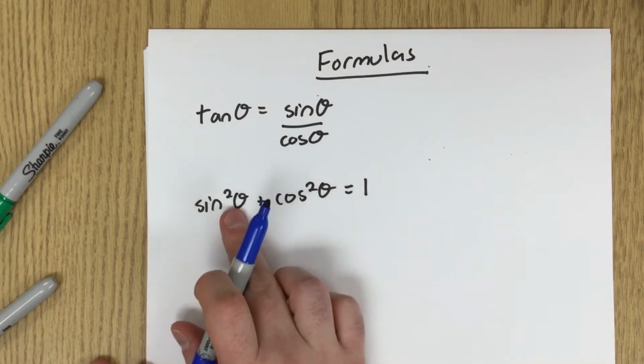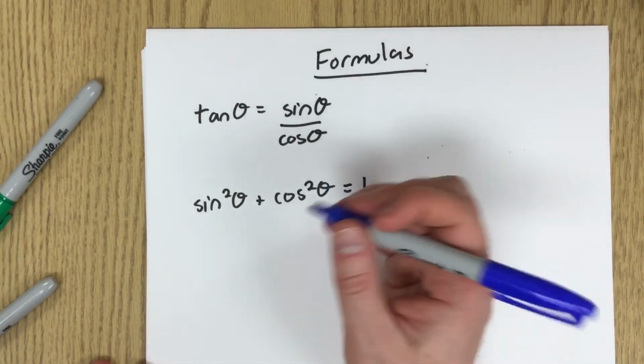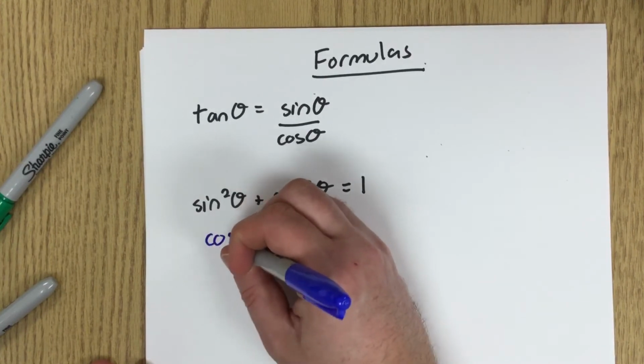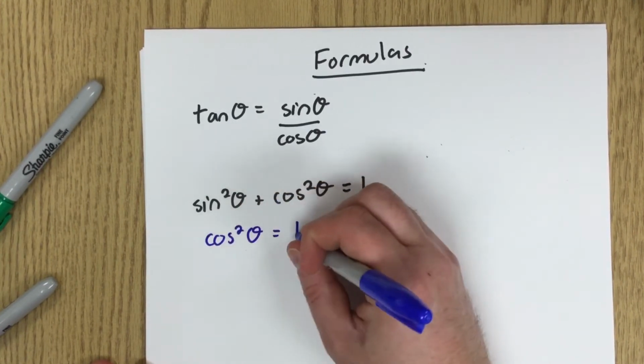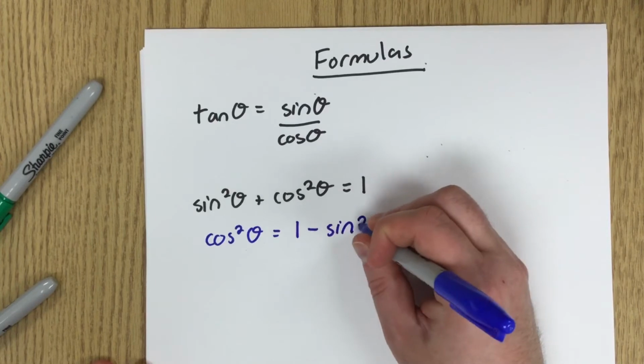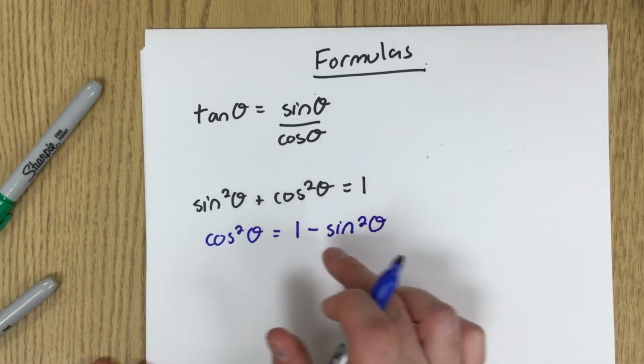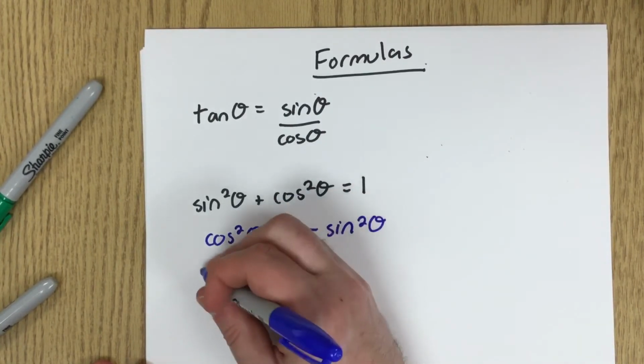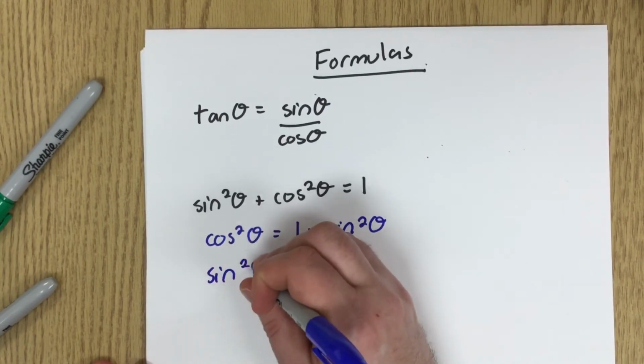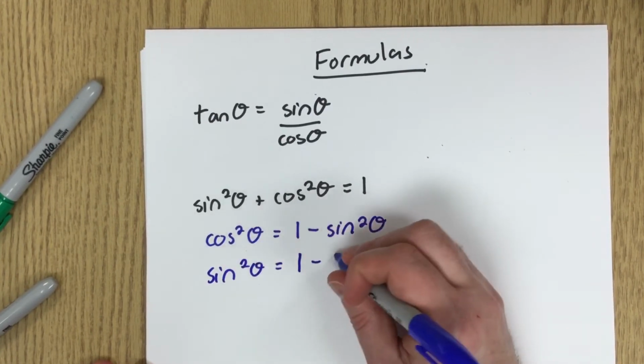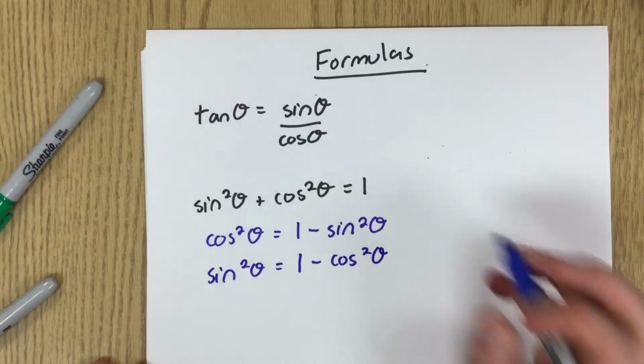So what I could do is bring the sine squared to the other side, and then we would end up with cos squared theta is 1 minus sine squared theta. Or from the original, I could have brought the cos squared to the other side, and so sine squared theta is 1 minus cos squared theta.